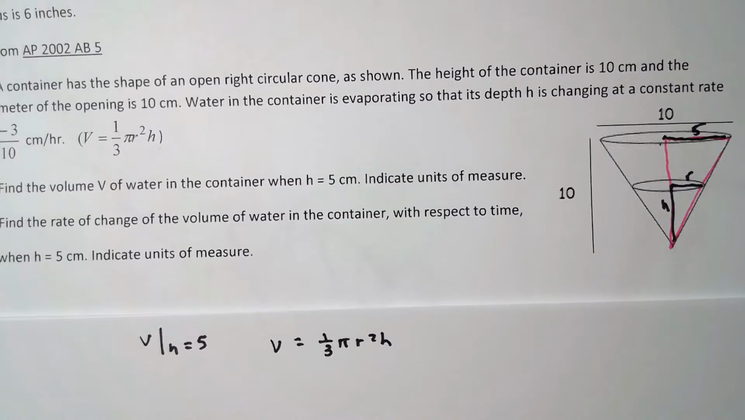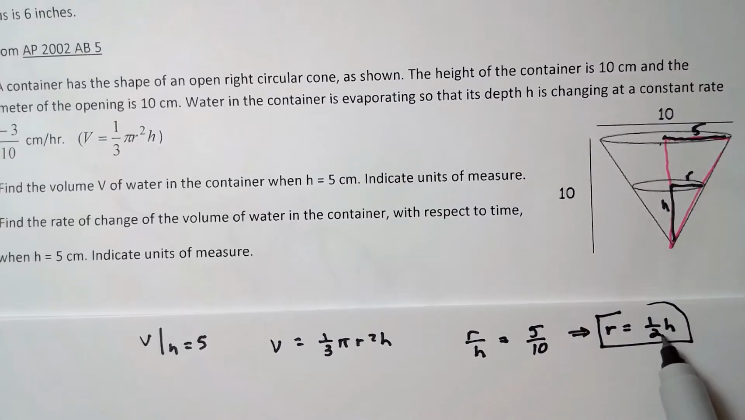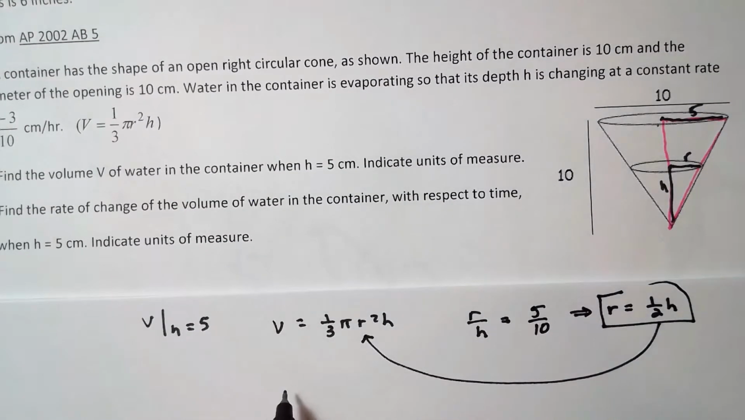So before we even do anything with this, we need to use similar right triangles. So remember, R is to H as 5 is to 10. So that implies that R is equal to 1/2 H. Okay, and I want to do this because I'm going to replace this in this formula to get rid of R. So everything's in terms of H. So we're going to do that and clean that up.